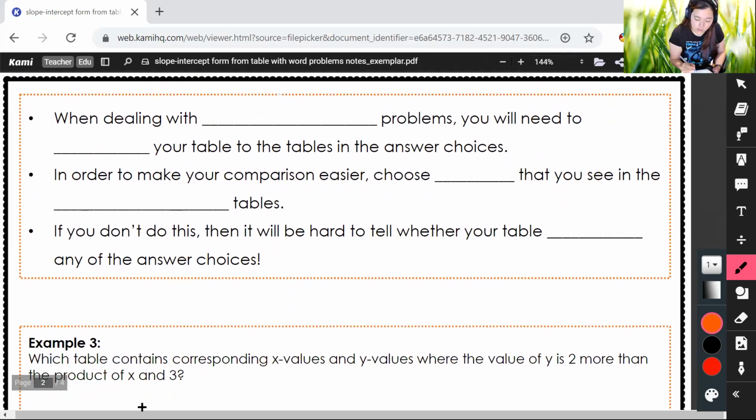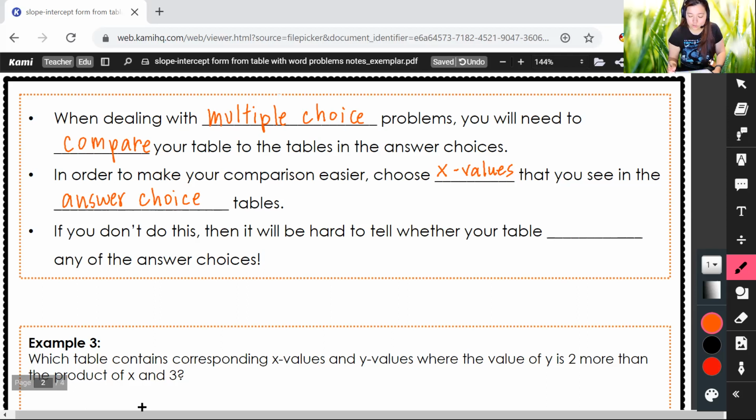Now, when dealing with multiple choice problems, you will need to compare your table to the answer choices, okay? So when you get this kind of problem on like the STAR test, you might get 4 different tables as the answer choices. So you need to make your table and then figure out which of these tables is the right answer. Which one of them kind of matches what I did, right? In order to make your comparison easier, you want to choose x values that you see in the answer choice tables. If you don't do this, it'll be hard to tell whether your table matches any of the answer choices. So this page is really more of a test-taking strategy than math, technically, right? We want y'all to do well in these tests, right?